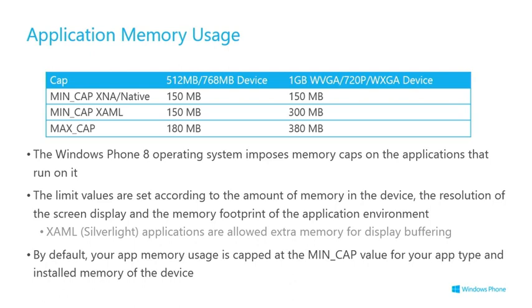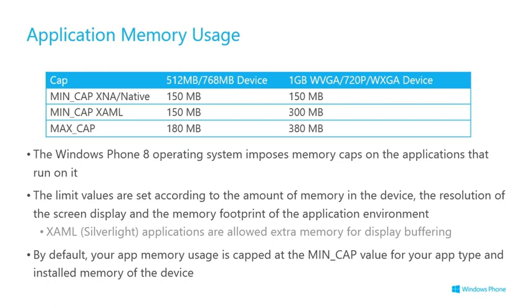There are now hard limits in Windows Phone 8. You have to make sure that your application doesn't exceed these values. What you get by default is the min cap, depending on your application state. So if you're a XAML based app running on a device in the range of 512 to 768 meg, which are now the low end devices on Windows Phone 8, your memory cap is 150 megs, and if you go over that, the OS will kill your app.